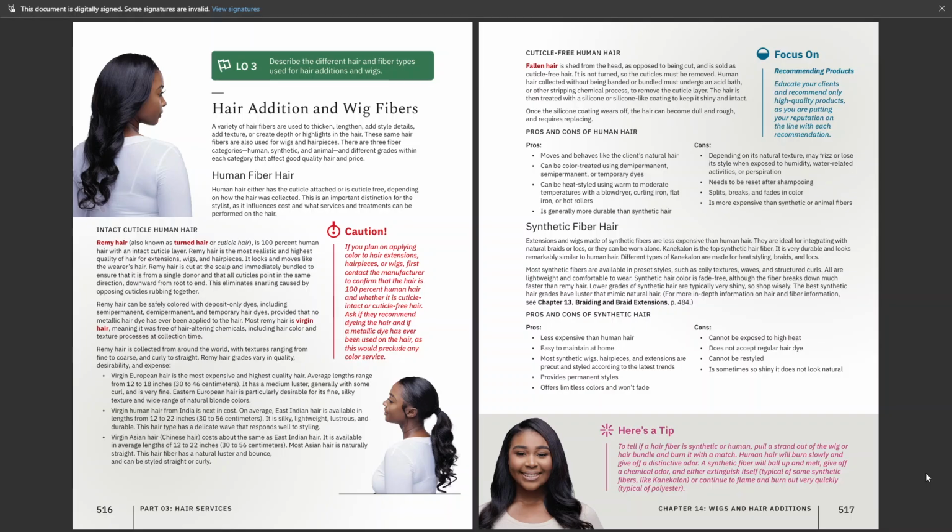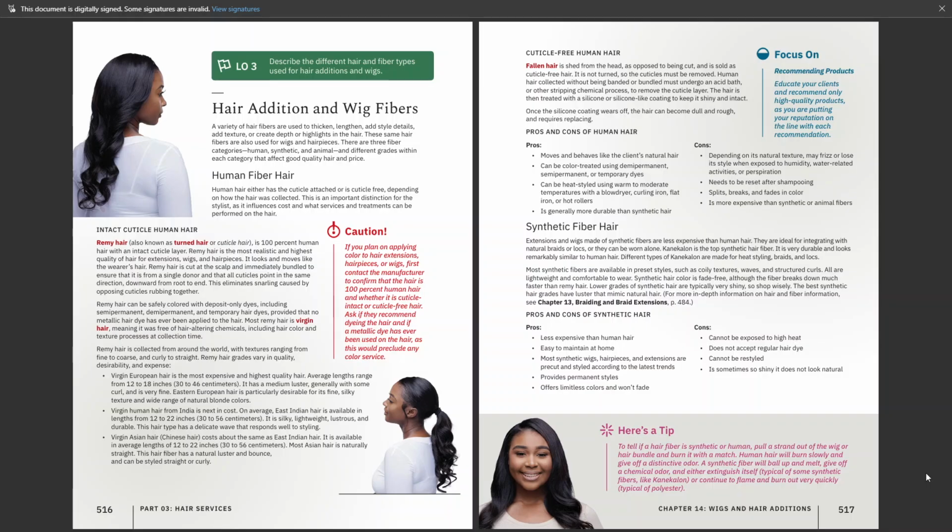Cons: depending on its natural texture, it may frizz or lose its style when exposed to humidity, water-related activities, or perspiration. Needs to be reset after shampooing. Splits, breaks, and fades in color. Is more expensive than synthetic or animal fibers.